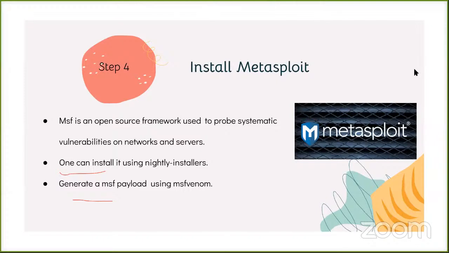So right now, we are going to install Metasploit. Metasploit is, as I had said earlier, one of the very many C2s. This particular C2 is open source, and it's used to probe systematic vulnerabilities on networks and servers. Metasploit has been there for a very long time, and it has so many exploits because exploits keep on being added each and every time. And we're going to use nightly installers to install it.